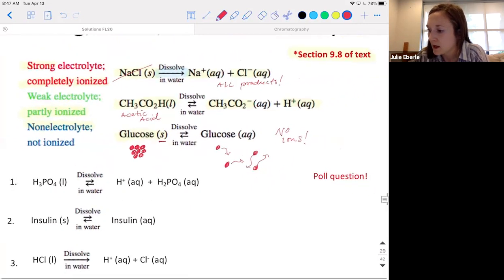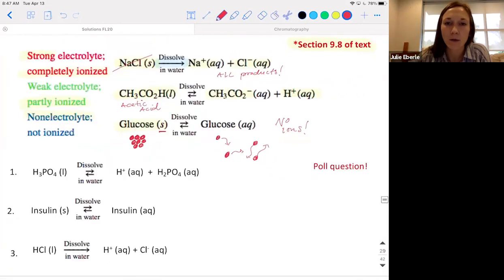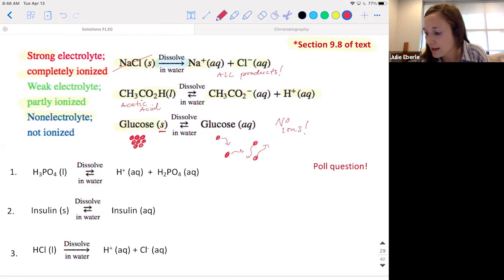All right, so I have a poll question. I want to know if you can identify on these next ones shown down below, which one is a strong electrolyte, which one is a weak electrolyte, and which one is not an electrolyte, based on what we just talked about. So the question says solution 1 is strong, weak, or non-electrolyte, and you're going to identify that for solution 2, which would be the insulin, and solution 3, which is the HCl.